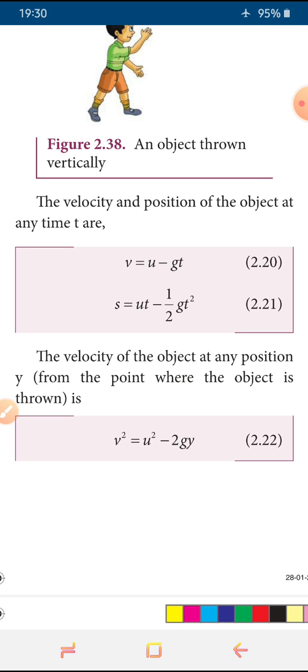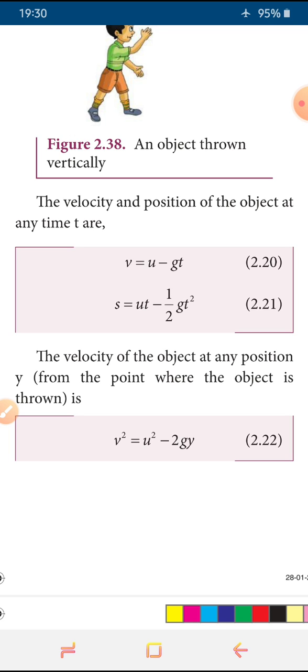And here we are making 2 changes. One is the same, V square is equal to u square; a will be taken as minus g, and s is taken as y. Then we can write the equation V square is equal to u square minus 2gy. Here it is minus g because the acceleration is acting against the gravitation.